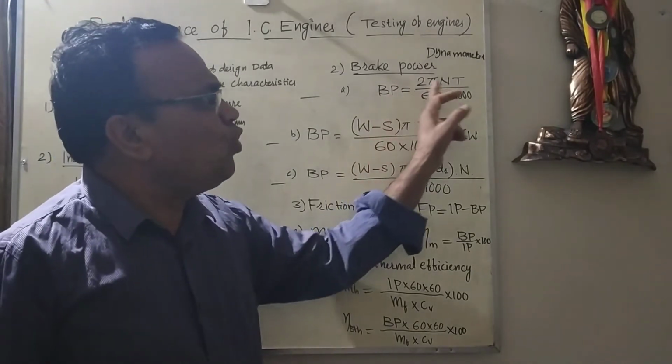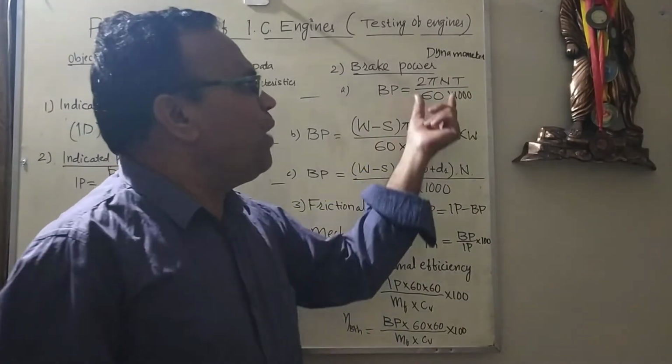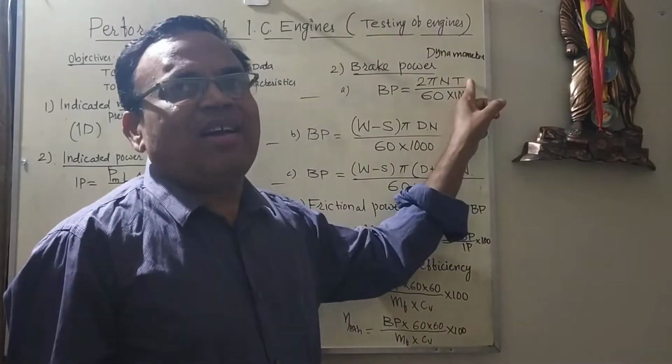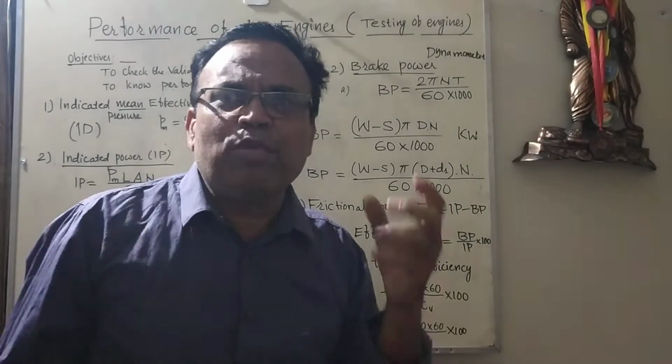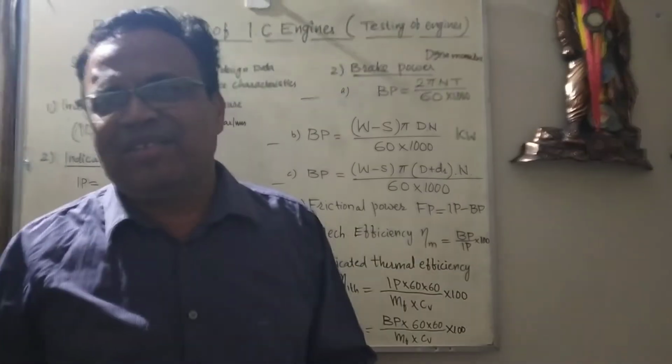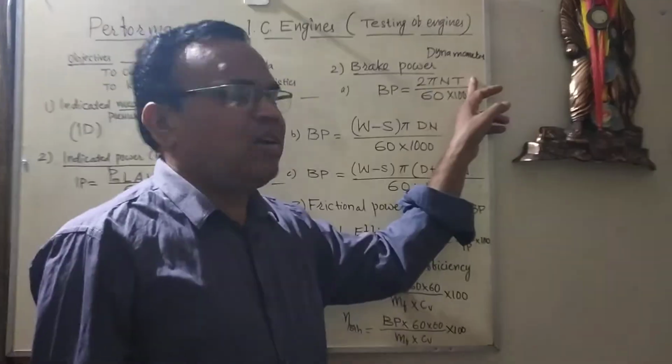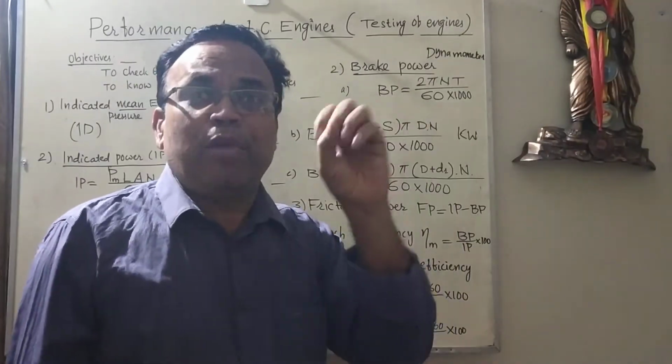BP is equal to 2 pi N T divided by 60, where 2 pi is in radians and T is torque. Torque is load into perpendicular distance. How much load is exerted at what distance? Load and its perpendicular distance is called torque. Torque is equal to load into perpendicular distance.